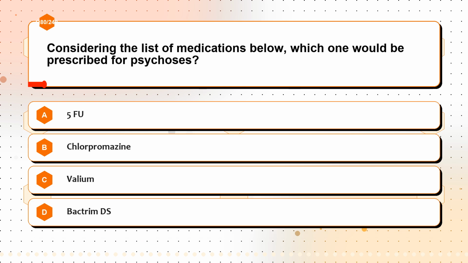Question 80. Considering the list of medications below, which one would be prescribed for psychosis? Here are the options. Option A, 5-FU. Option B, chlorpromazine. Option C, Valium. Option D, Bactrim DS.